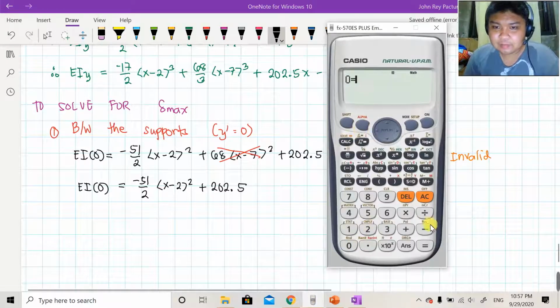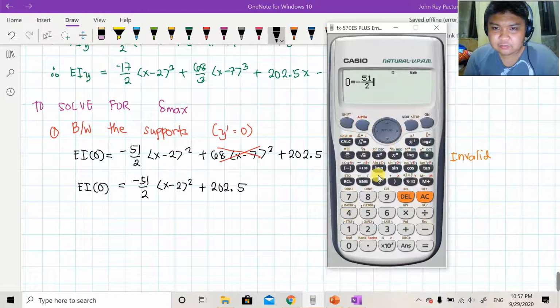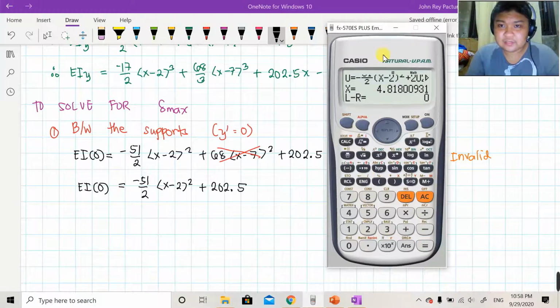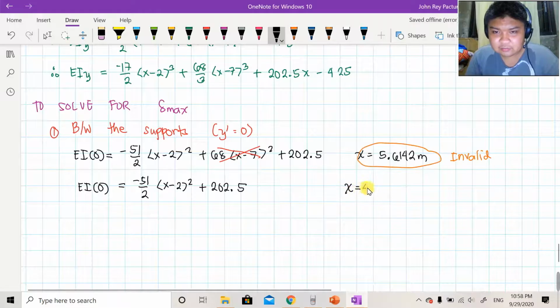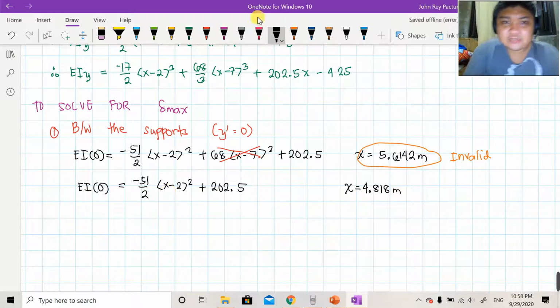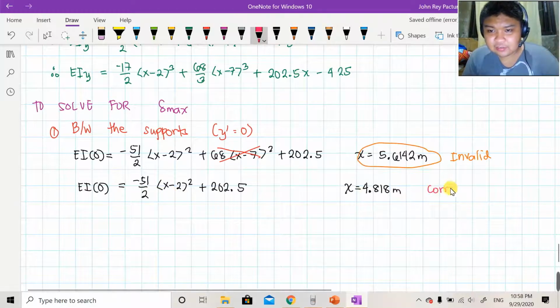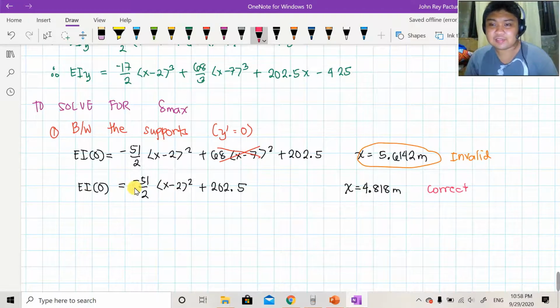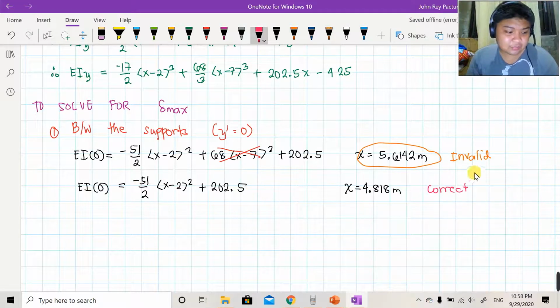So 0 equals negative 51 over 2 tapos x minus 2 na naka-squared then plus 202.5, di ba? So ang sagot natin is 4.8180. So sulat natin siya, x is equal to 4.818 meter. So, i-check mo ulit yung validity niya. So, dito sa bagong equation, ito lang naman ang i-check mo. This is positive. Therefore, isasabihin na natin to as correct. Okay? Kasi yun lang naman class ang titingnan mo. So, I hope nagagets nyo na kung bakit ito nga ay invalid in the first place. So, kailangan natin mag-try ulit.